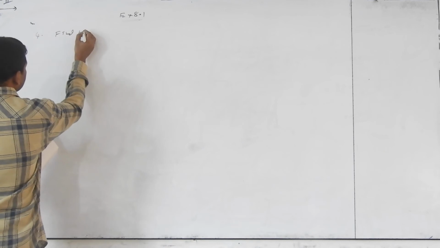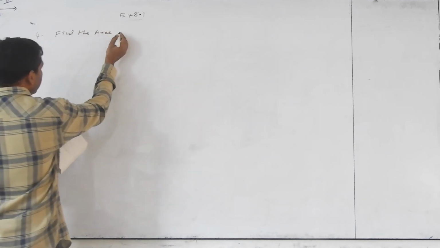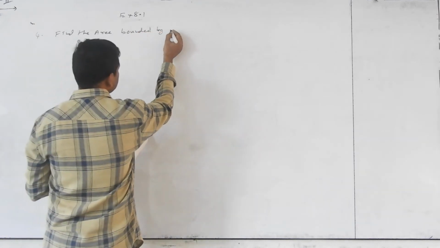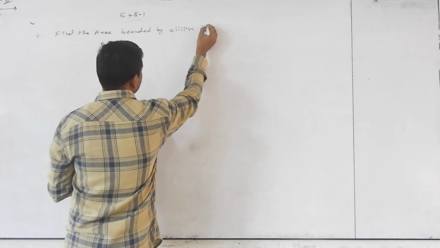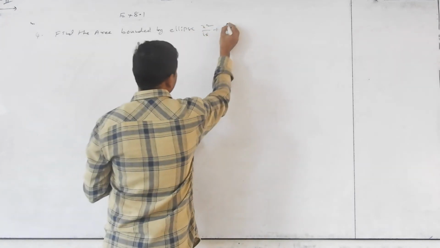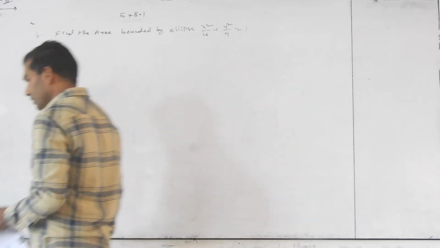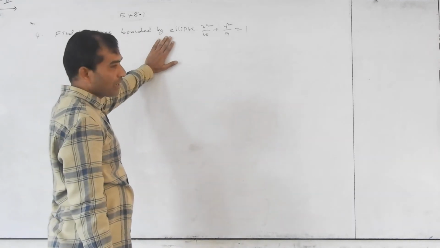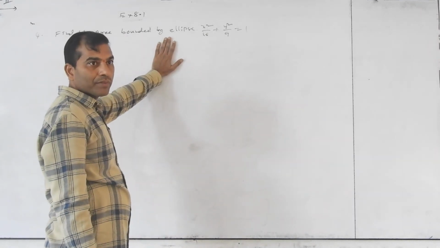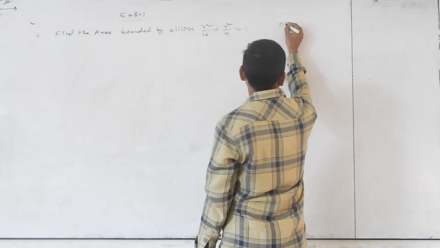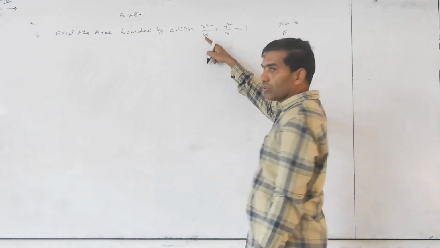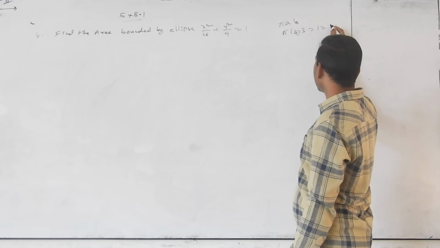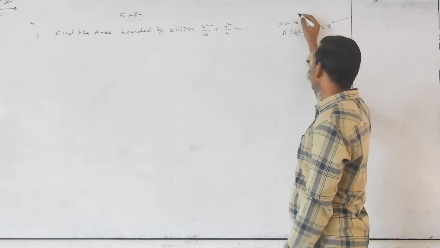Find the area of the region bounded by the ellipse x square by 16 plus y square by 9 equal to 1. You have proved this formula. What is the area bounded by the ellipse x square by a square plus y square by b square equal to 1? It is pi ab. What is a? 4. b is 3. So the answer is 12 pi. The shortcut you can use for competitive exams.